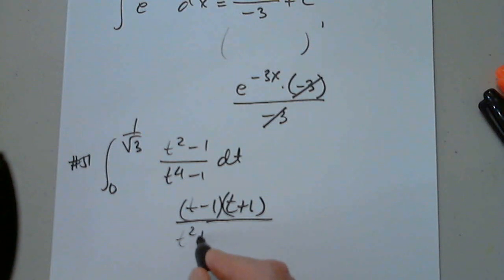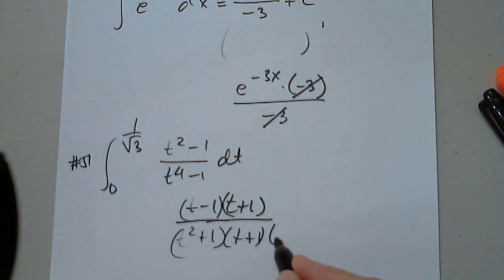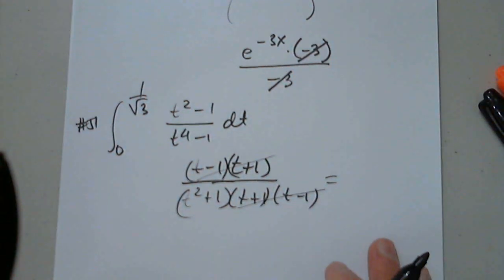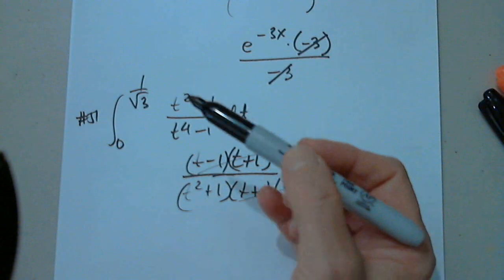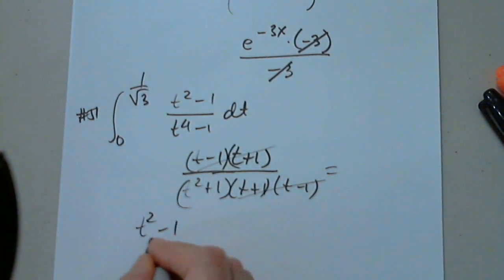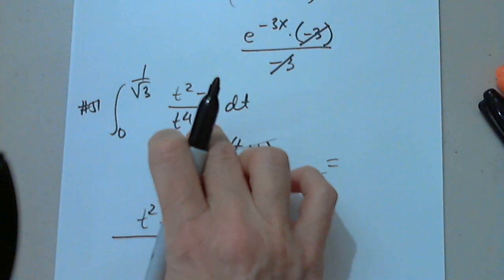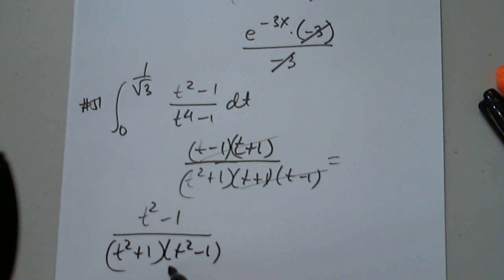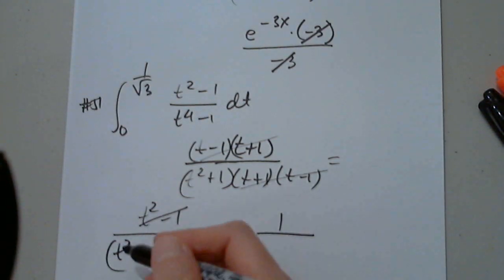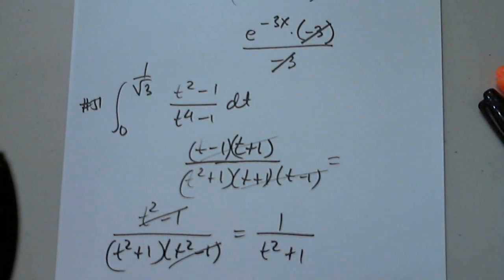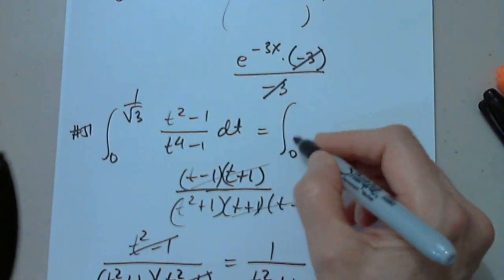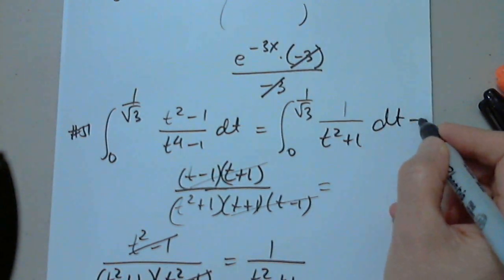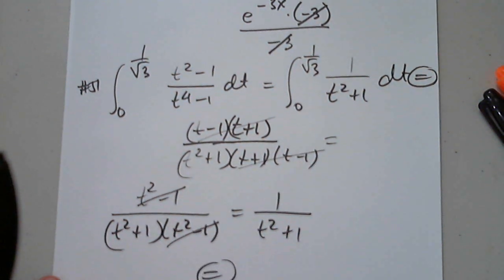So the denominator is t squared plus 1, and t plus 1, and t minus 1. So these two will go away. Okay, so this is a very straightforward situation. So let me start from the beginning and show you what I just did. So t squared minus 1, if you don't factor the numerator, but you have to factor the denominator, t squared plus 1 and t squared minus 1. And then you simplify these two. So the function becomes 1 over t squared plus 1. So this is the integral from 0 to 1 over the square root of 3, 1 over t squared plus 1 dt. And we know the final answer for this.